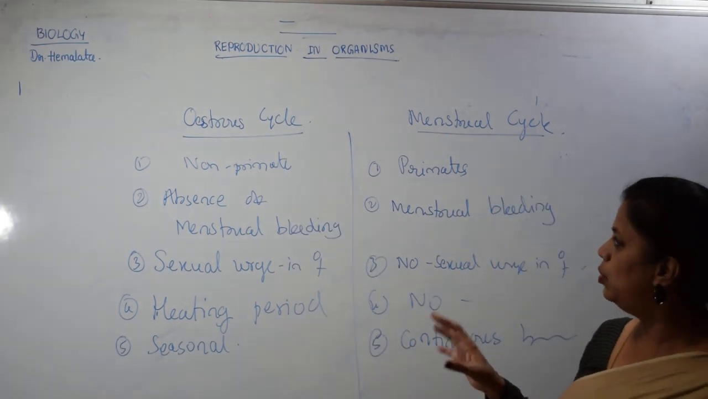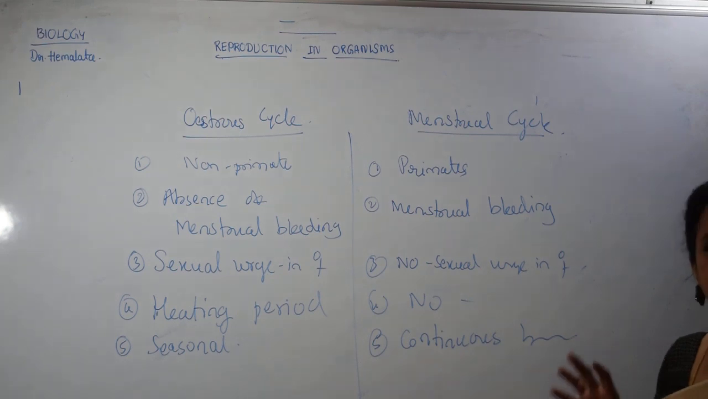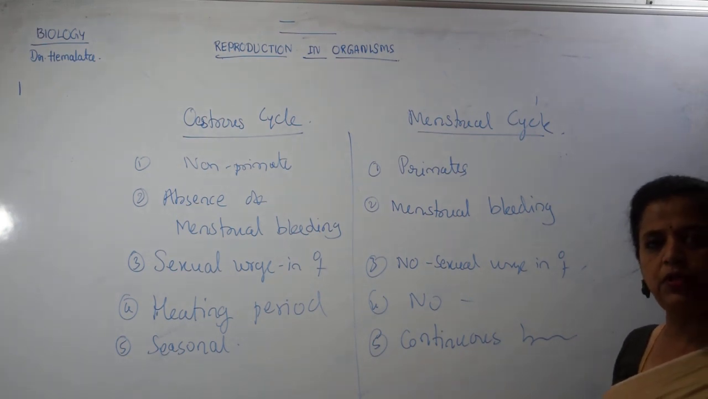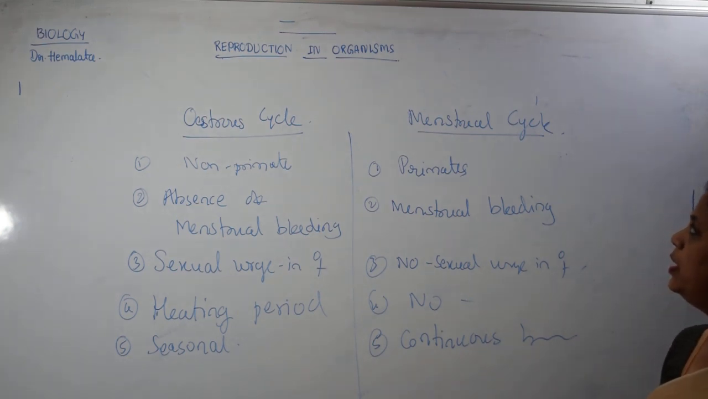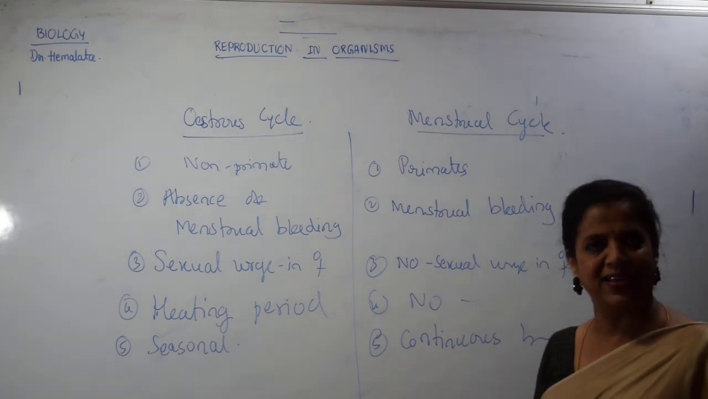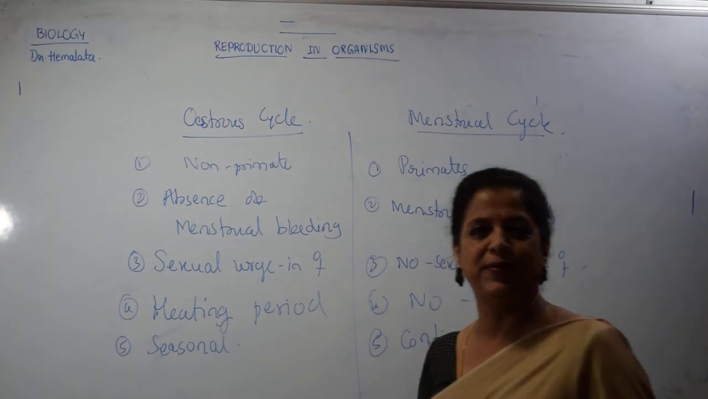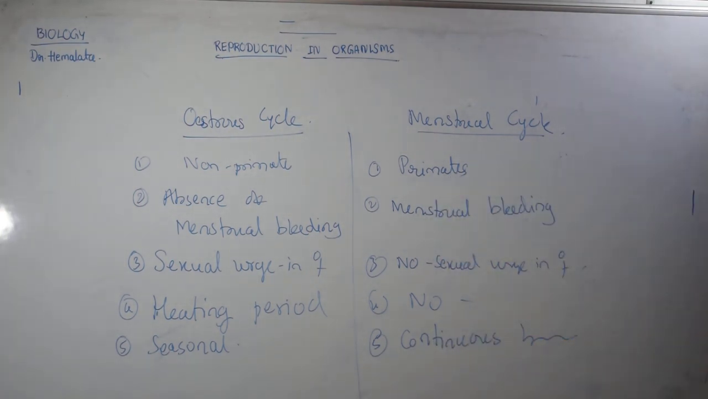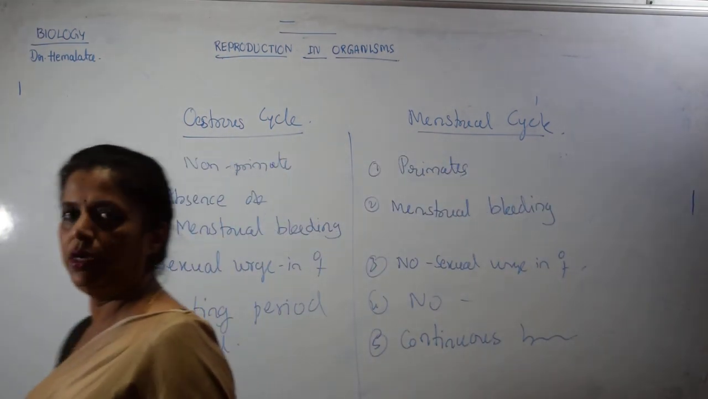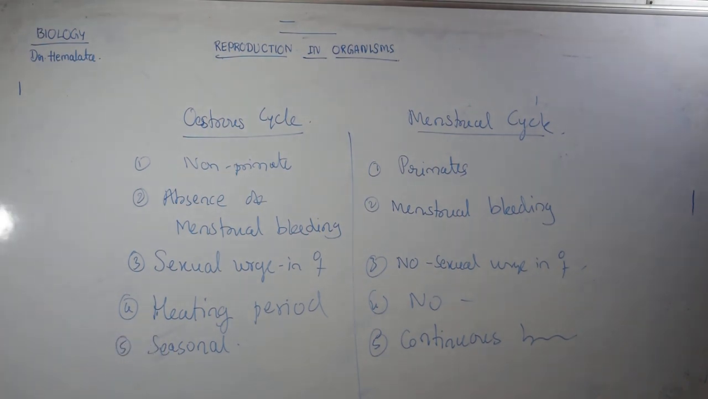So just make a note of this, and you will get such a question as a 5-mark or 2-mark question. Distinguish between the estrus cycle and the menstrual cycle. Okay? Fine. Just take it. Write 1, 2, 3, make columns and then write.